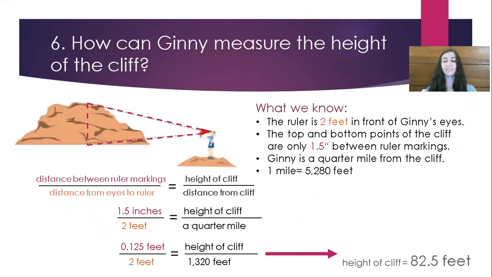And this gives us the height of the cliff equals 82.5 feet when we do those calculations. So that means that the height of the cliff that Jenny is looking at is 82.5 feet, and this could be rounded up to 83 feet as well. So that is the end of the homework assignment.